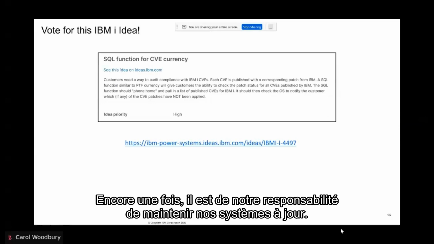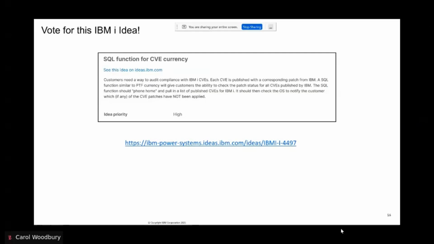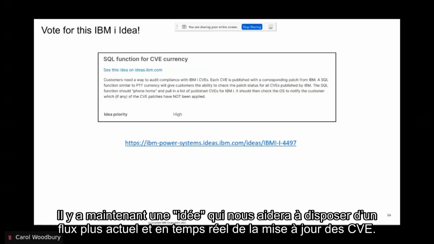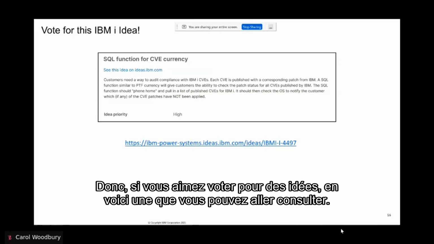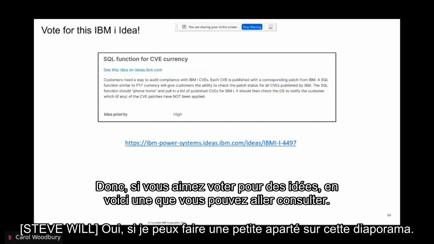Now, there is an idea out there that will help us to have a better, more current and live stream of the CVE currency. So if you are into voting for ideas, here's one for you to take a look at. Yeah, if I could pause for a moment while you have that up.